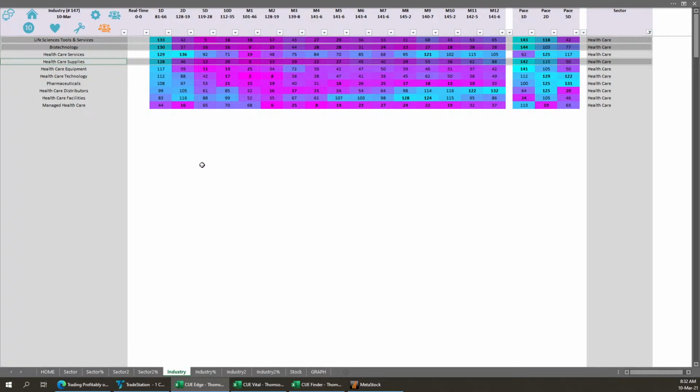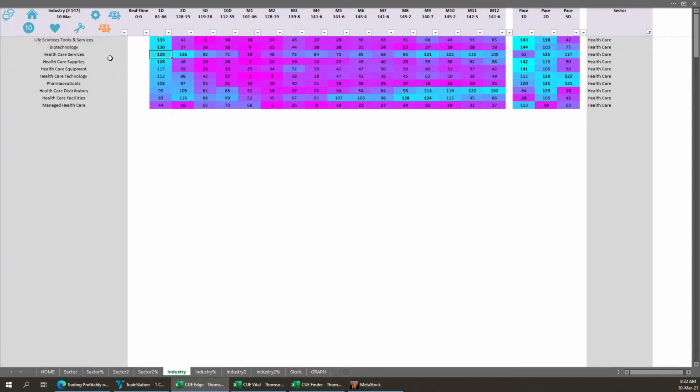And in fact, healthcare services is also looking good. The strength is so strong over 2-day and 1-day both. Let me select this also. We can buy either based on strength or based on acceleration. We don't need both.